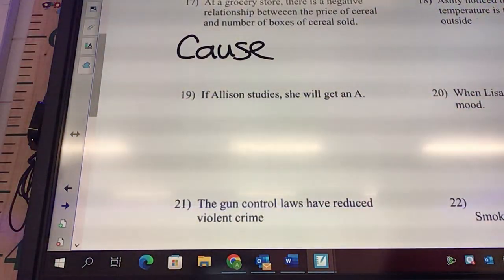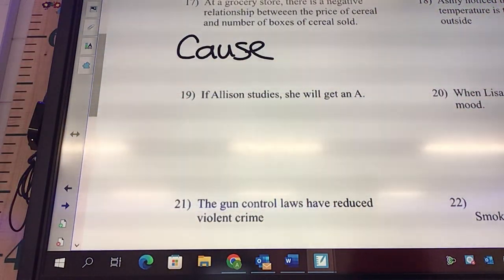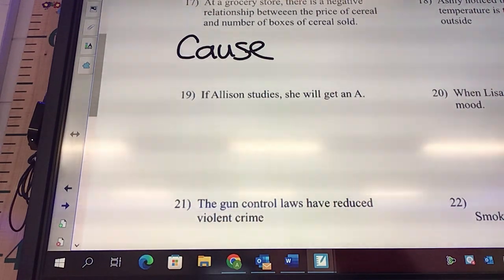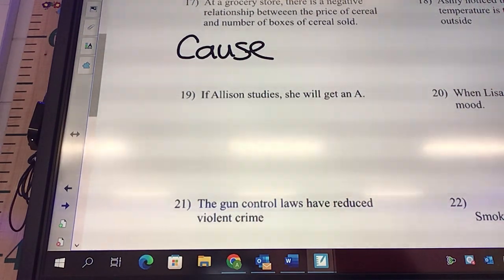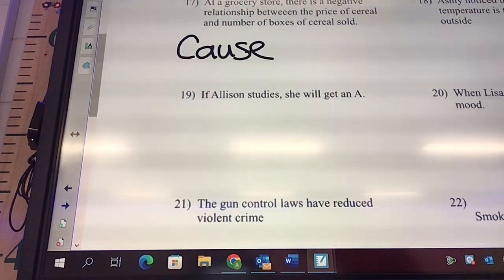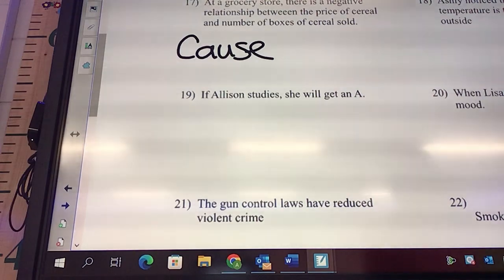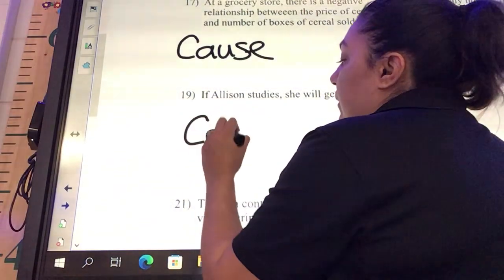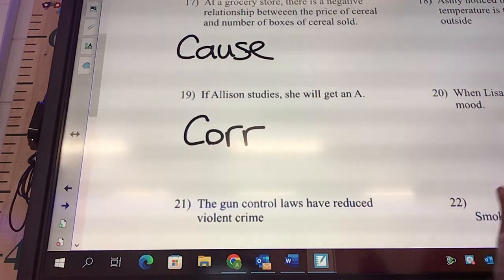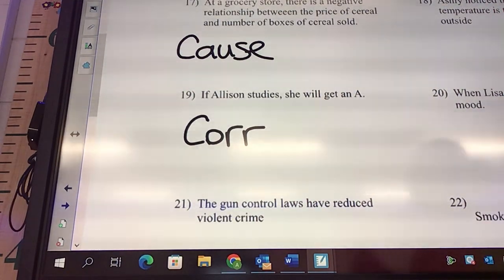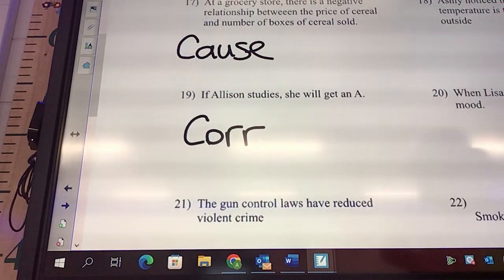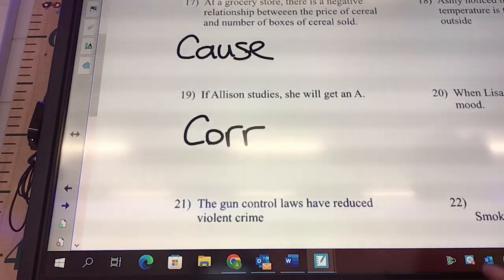Number 19, if Allison studies, she will get an A. Okay, is that a correlation or a causation? Okay, that is going to be a correlation. First of all, we're only talking about one person. Second of all, that is a relationship. Just because Allison studies does not mean that she's going to get an A.